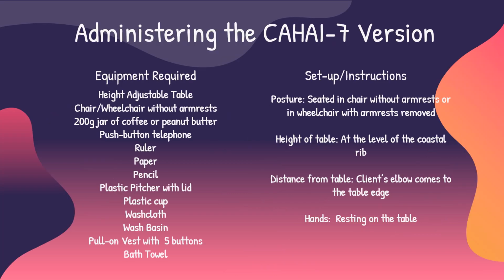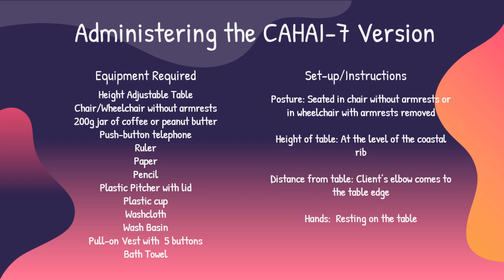So now we're going to discuss administering the CAHI 7 version. The original CAHI consists of 13 functional items that involve both upper limbs and incorporates a range of movements and grasps that reflect stages of motor recovery following a stroke. So the equipment required for this version would be a height adjustable table, a chair or wheelchair without armrests, a jar of coffee or peanut butter, a push button telephone, ruler, paper, pencil, a plastic pitcher, a plastic cup, a washcloth, a wash basin, a pull-on vest with 5 buttons, or a sweater with 5 buttons, and a bath towel.